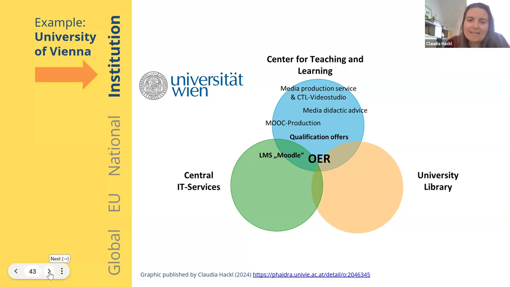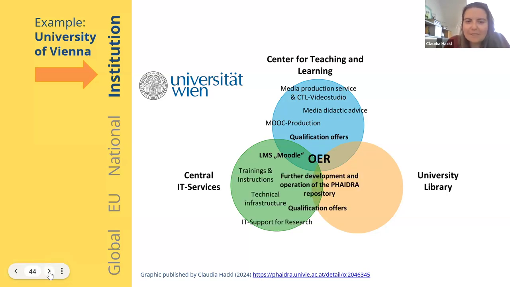And let's have a look at the central IT services, what the colleagues over there have covering OER. So you see also trainings and instructions. Then they host all the technical infrastructure. They further develop IT support for research as well, where open science is the main topic. And as you see, open science also covers open education in the mind of University of Vienna.